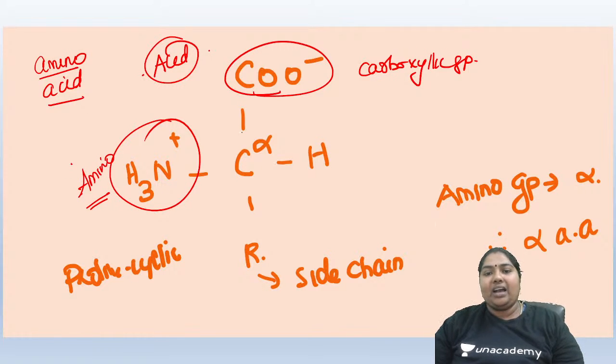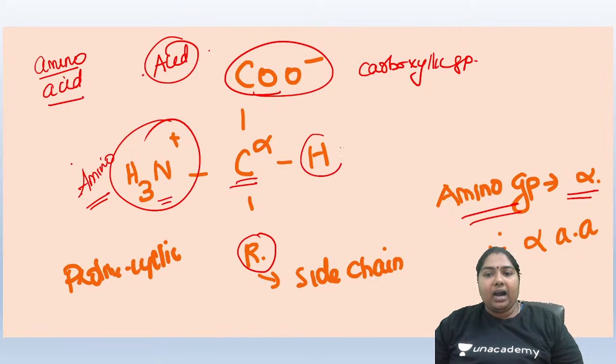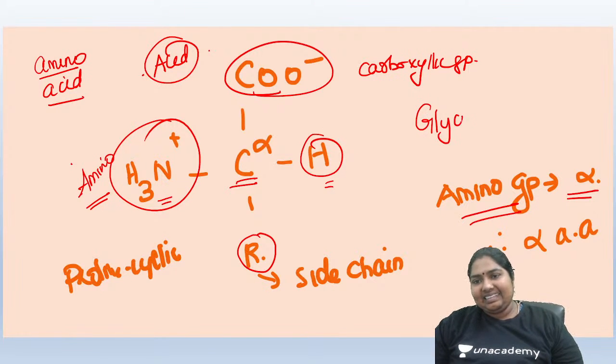Then you have a C alpha carbon. What do you mean by C alpha carbon? The C alpha carbon is the carbon that is connected with your R chain as well as with your amino group. Since this amino group is connected to it, it is called an alpha amino acid. Here, R is going to be H, so this is the structure of glycine.